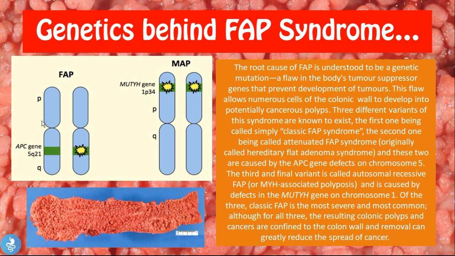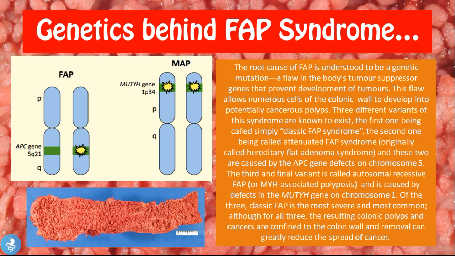If you look at my image on the left, we have these 2 chromosomes, and you can see the APC gene here, which is found on chromosome 5, and this mutation is found on the long arm, or the Q arm, of this chromosome. Because of this mutation, there is a flaw in the body's tumor suppressor genes. So this gene is very important in preventing the development of cancer in the body.